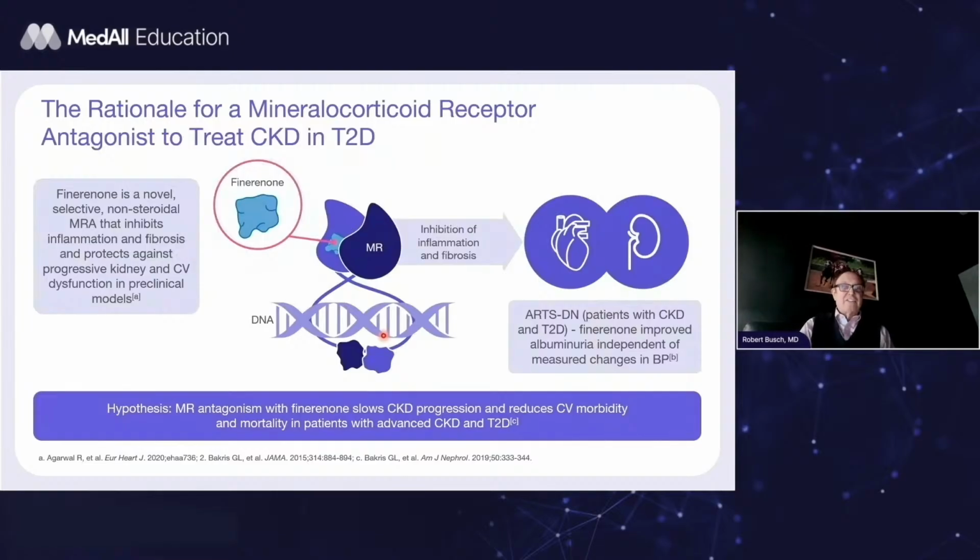Well, it's known that aldosterone in lab rats causes a lot of inflammation and fibrosis. So giving a specific aldosterone blocker, such as finerenone, which is a non-steroidal mineralocorticoid blocker that blocks aldosterone activity, it was felt that might benefit the kidneys since aldosterone can lead to inflammation and fibrosis in rats. So they did some preliminary phase 2 studies called ARTS-DN, where they gave finerenone and it lowered proteinuria, independent of blood pressure changes.